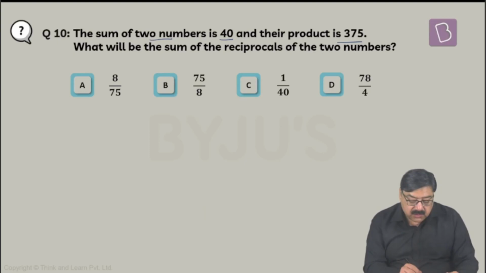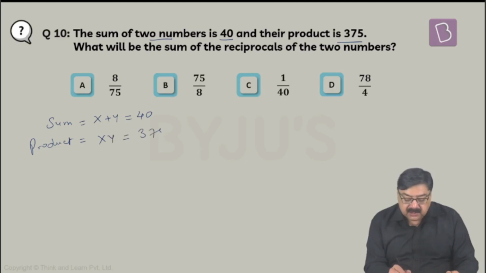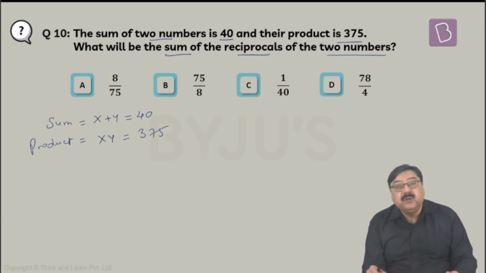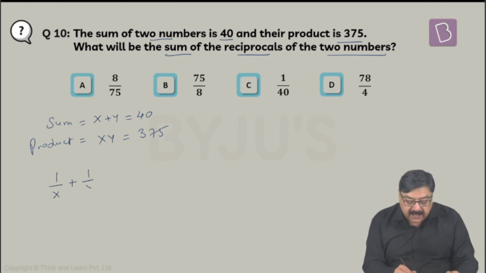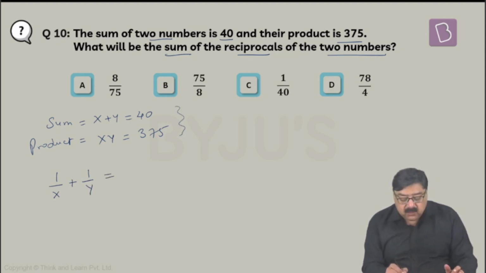The sum of two numbers is 40 and their product is 375. So let the two numbers be x and y. So sum, that is x plus y, is 40 and product, that is xy, is 375. Now what will be the sum of the reciprocals of the two numbers? That is 1 by x plus 1 by y is what we need. Now if you solve this, you don't have to use equations here. Don't waste your time. So if you solve this, you know that this is x plus y by xy.